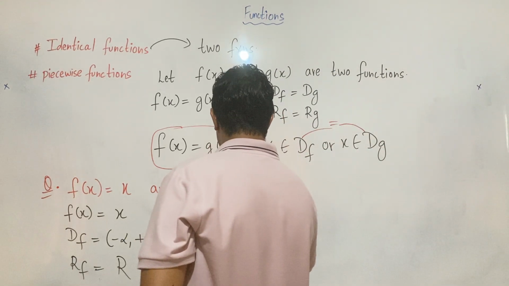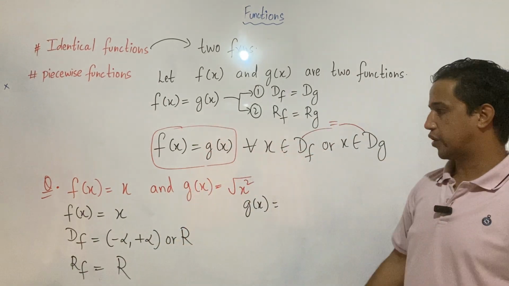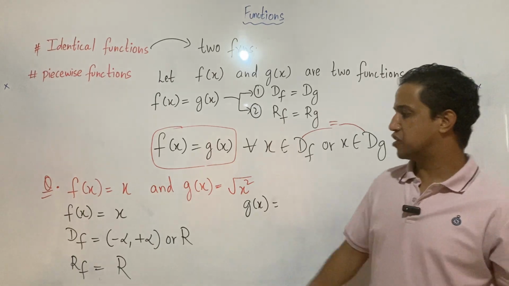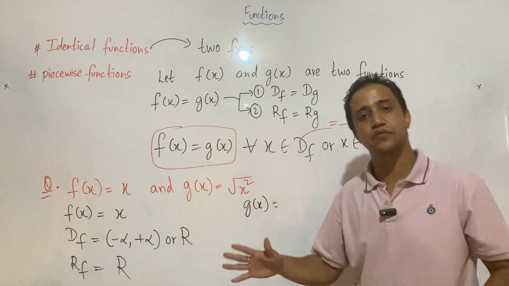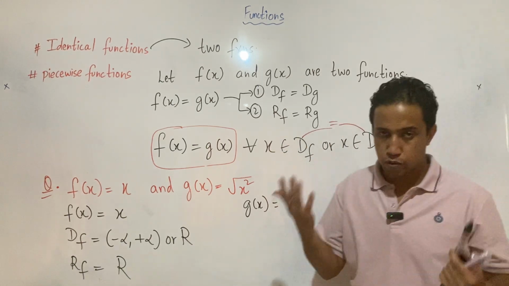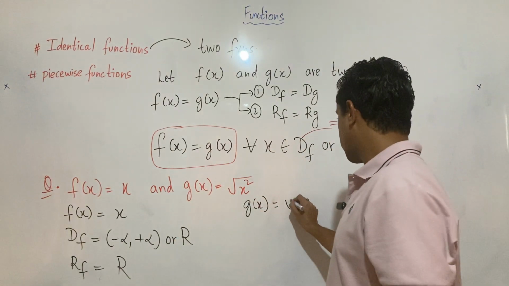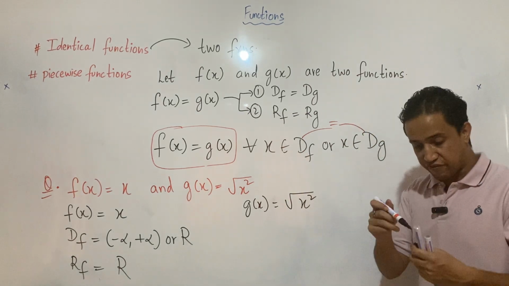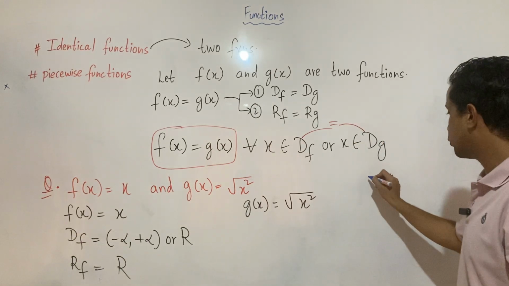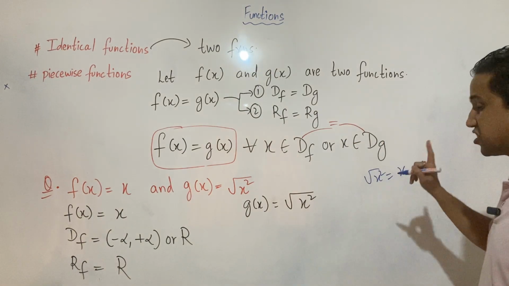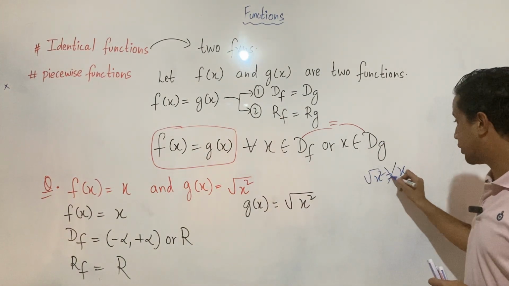Now see here, I have just mentioned the range, but what we need to do is first check the domain for this function and then for this function, because the first thing is that the domain should be the same. When domains are the same, then automatically the ranges will be the same too. So here g(x) is under root of x square. Now some of you may say that this is going to be very easy because under root of x square is going to be x. But if you are thinking in that direction, then you are going wrong. Why?